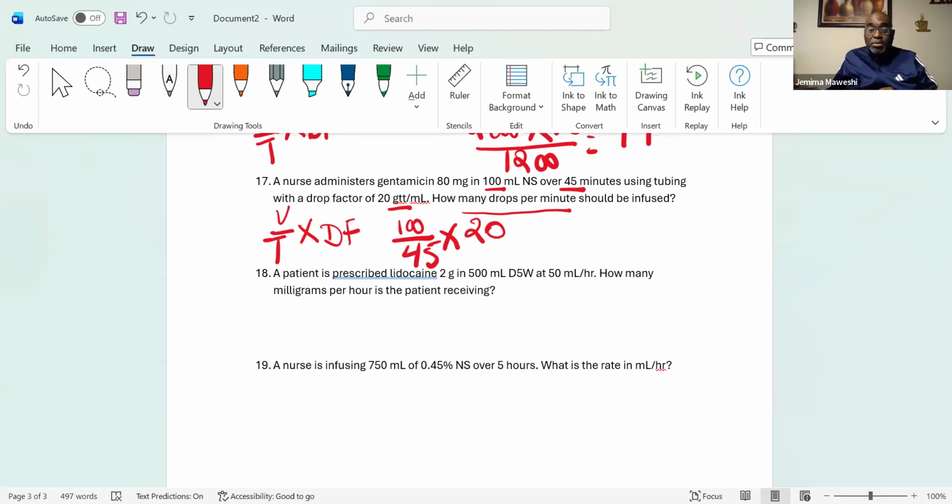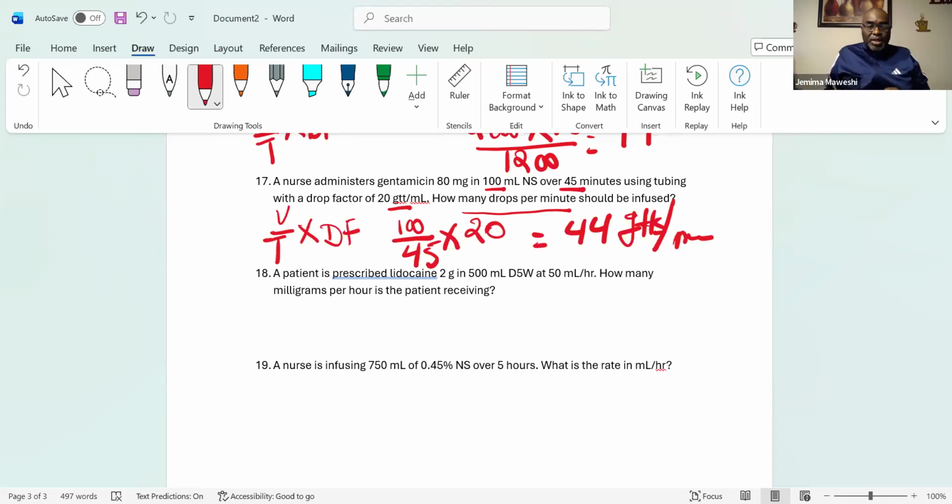So which one did you get? In this question, I got 100. I multiply by my drop factor, which is 20, and then I divide that by 45. So you got 44 drops per minute. You got it? Or if you do 100 divided by 45 times 20, you still have the same thing.